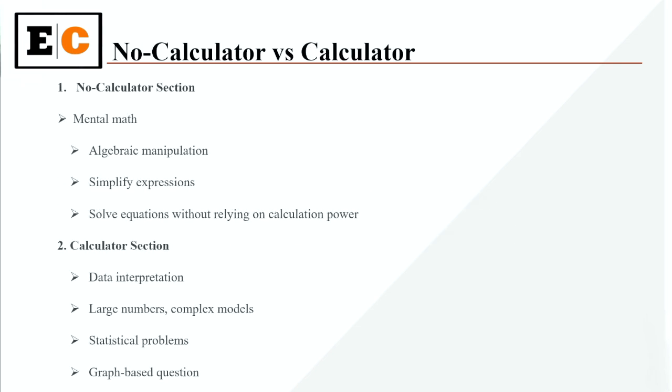SAT mathematics generally has two sections: the no calculator section and the calculator section. In the no calculator section, there is mental math, algebraic manipulations, simplifying expressions, and solving equations without relying on calculation power. These mathematical fundamentals do not need very large numbers. You could easily calculate them with paper and pencil. It is especially needed that you are quick and pointed with formulas.